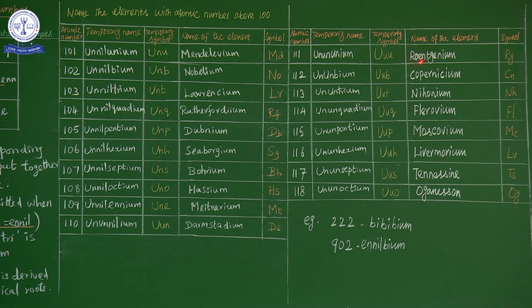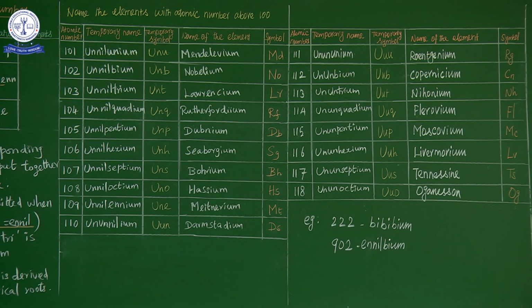So the name of the element is Roentgenium. Its symbol is RG. For 112, Ununbium, UUB. The name of the element is Copernicium. Its symbol is CN. And 113, the atomic number 113, the temporary name is Ununtrium. Its symbol is UUT and the name of the element is Nihonium. Symbol is NH. For 114, Ununquadium, UUQ, the name of the element is Flerovium, FL.